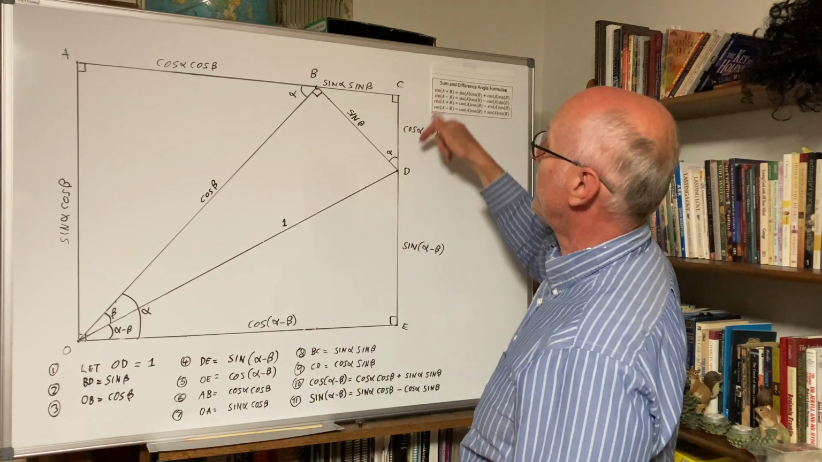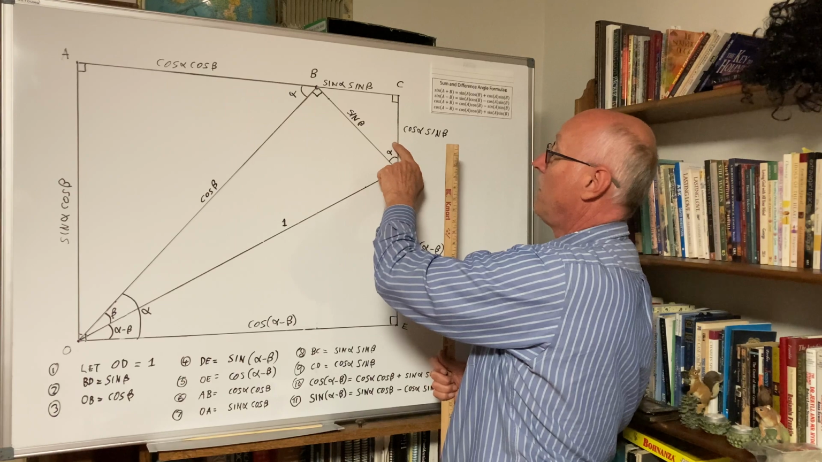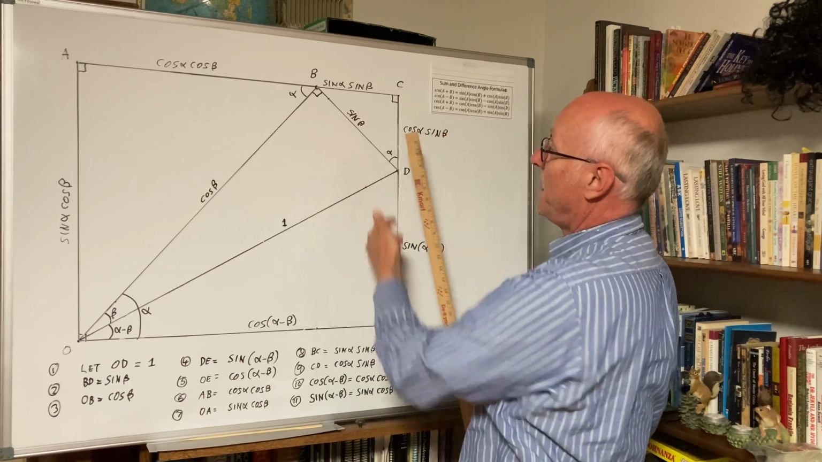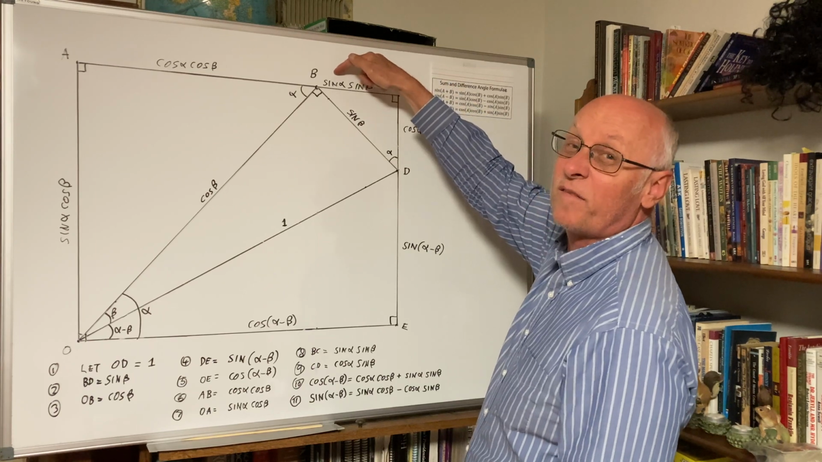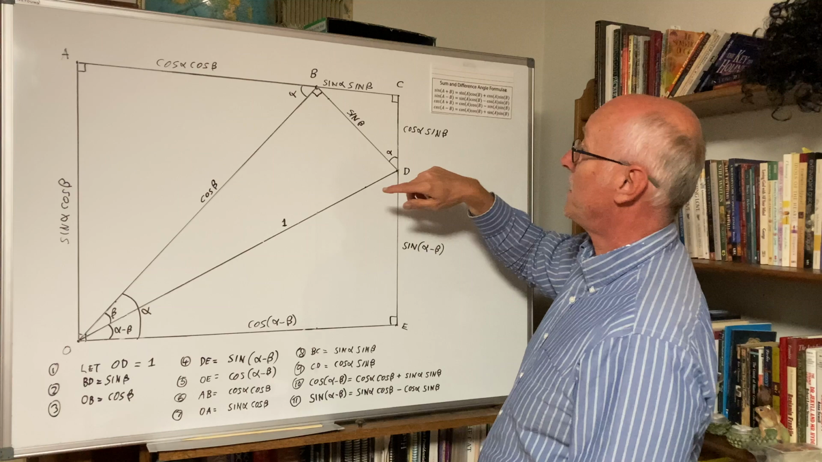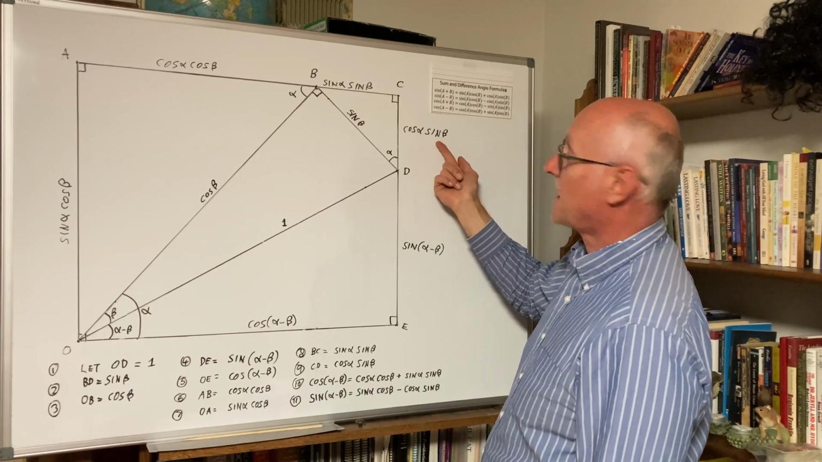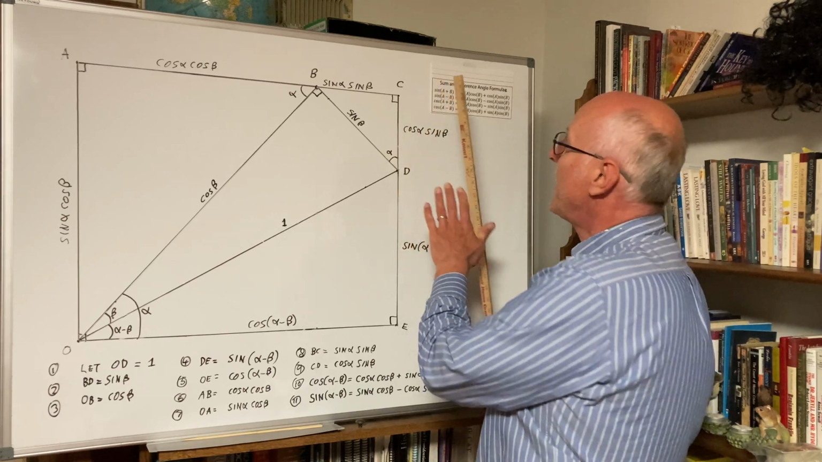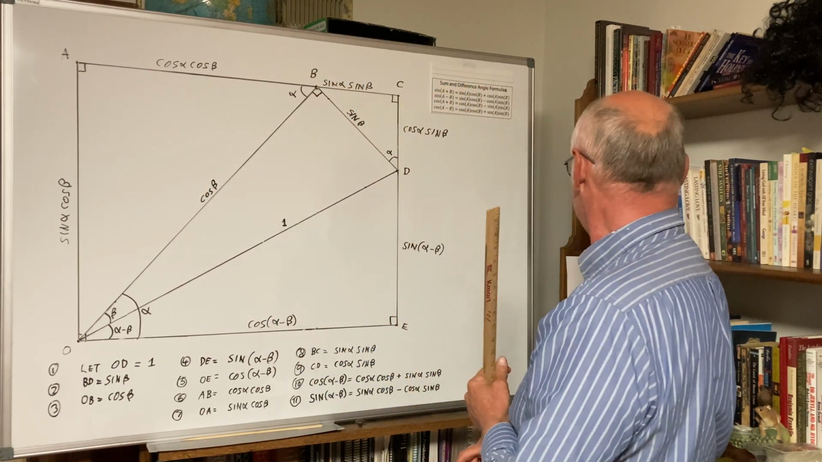There's one more that remains, and that's this one. So here we have angle alpha. We have a hypotenuse of sine beta. Therefore, the opposite is sine alpha times sine beta, its hypotenuse. And the adjacent is cosine alpha sine beta. So now we have all of these set up.